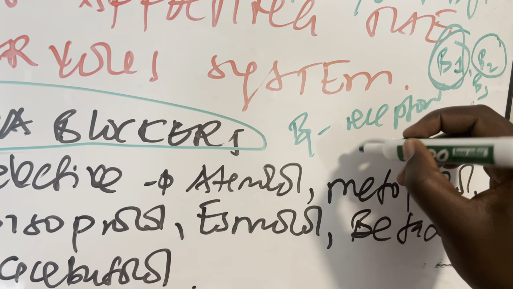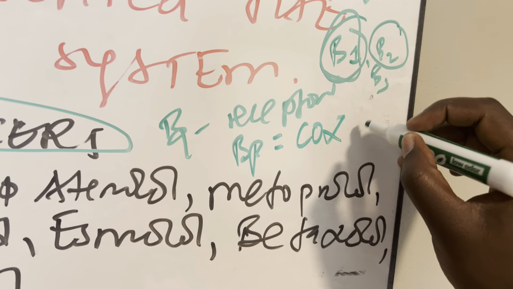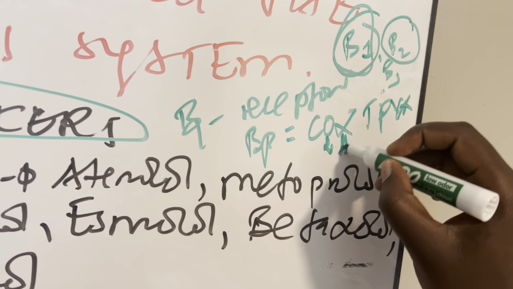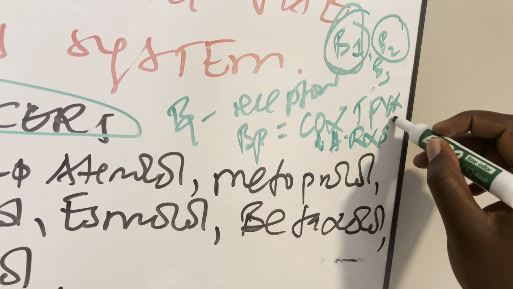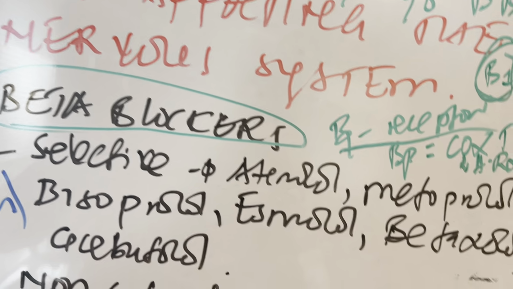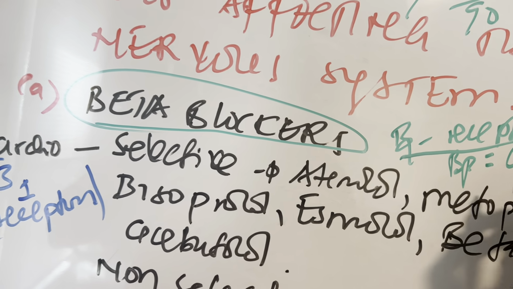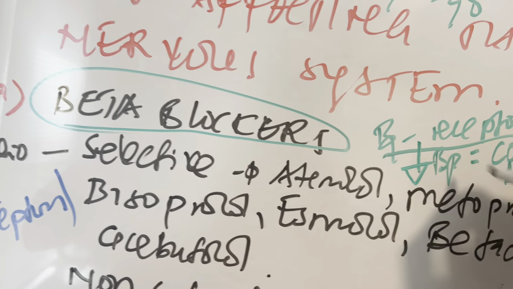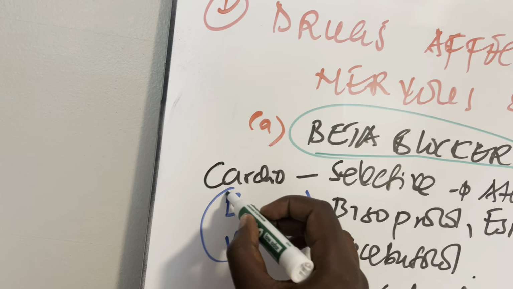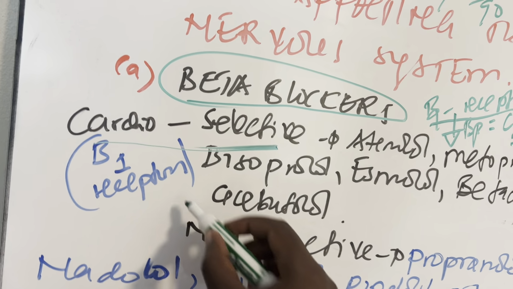We know that blood pressure is equal to cardiac output times total peripheral vascular resistance. Cardiac output is equal to heart rate times the stroke volume. So the inhibition of beta receptors will reduce heart rate and also contractility, leading to the reduction of high blood pressure, which is hypertension. So we have what we call cardio selective beta blockers. They mainly inhibit the B1 receptor found in the heart.